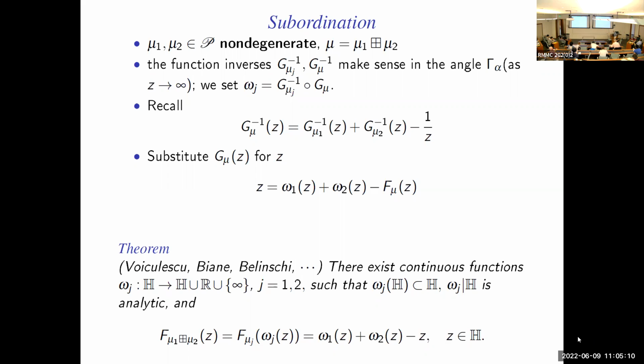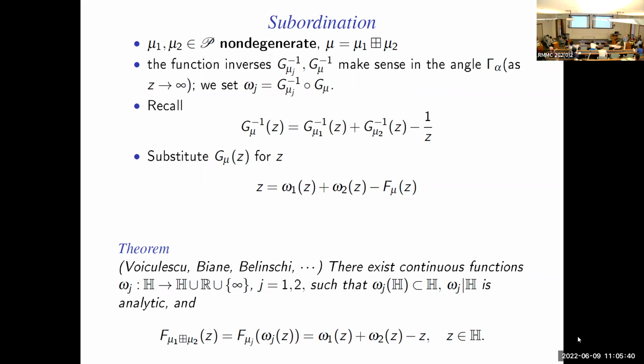But yes, so omega j is analytic on the disk, and that equation that we had, that z is equal to omega 1 plus omega 2 minus f mu, is actually true on the entire upper half plane. It's the fact that it extends, in all cases, it extends continuously to the real line.